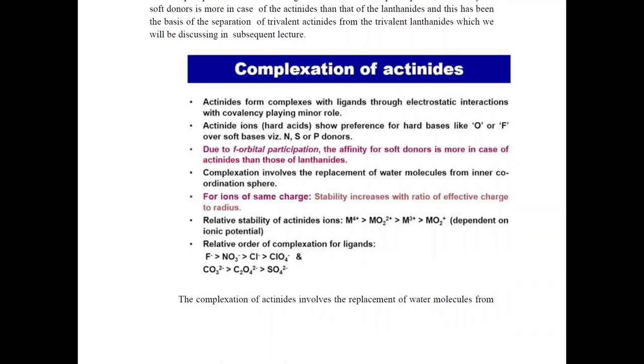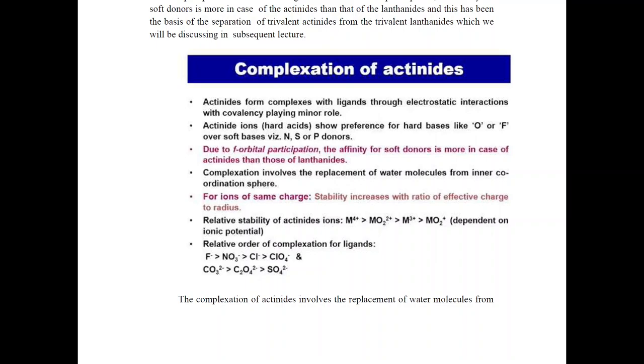He taught that actinides form complexes with ligands through electrostatic interactions, with covalency playing a minor role. Actinide ions, being hard acids, show preference for hard bases like oxygen or fluorine over soft bases, which are nitrogen, sulfur, or phosphorus. Due to the f-orbital participation, the affinity for soft donors is more in the case of actinides than those of lanthanides. Complexation involves the replacement of water molecules from the inner coordination sphere. For ions of the same charge, stability increases with the ratio of effective charge to radius.